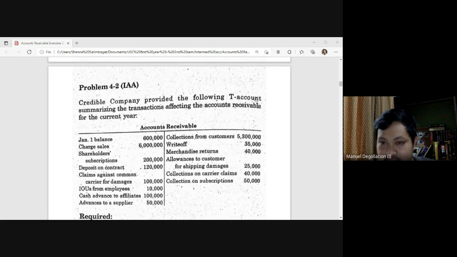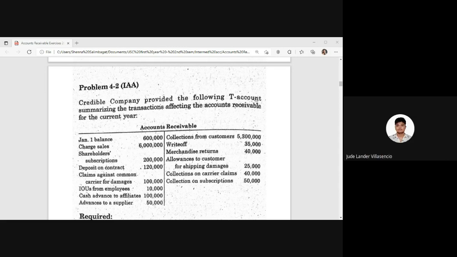So your task, Mr. Villasencio, would be to tell us if these items are not supposed to be in our accounts receivable ledger, where should it go? First, shareholder subscriptions, 200,000. Can you see that, Mr. Villasencio? Shareholder subscription, sir. It should be put in the shareholders account, sir.